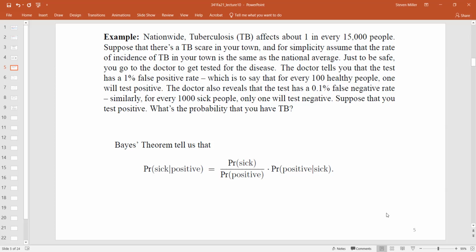Okay. So I told you about the false positive rate. What else might you want to know? The false negative rate. And so the doctor reveals the test has a 0.1% false negative rate. So that means of every 1,000 sick people, only 1 will test negative. Is that the right way to phrase this?